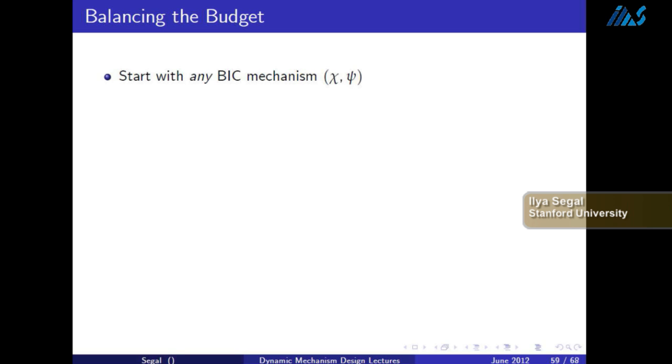All right, so now balancing the budget. That's the more interesting part. And as Ron was already talking about, you don't really have to start with a team mechanism. You can start with any mechanism that's Bayesian incentive compatible and balance the budget in that mechanism. So it doesn't matter, as long as it's Bayesian incentive compatible, we can work with that. And we'll show how to balance the budget without violating the incentive compatibility of the mechanism.